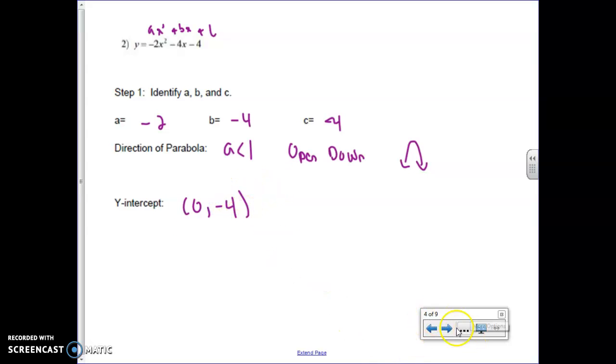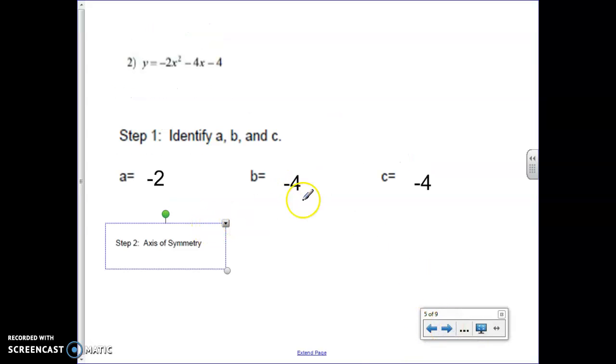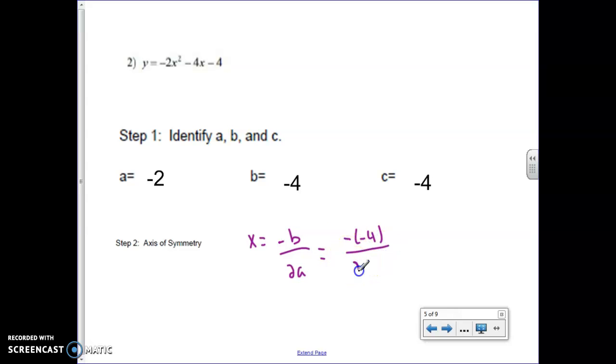Okay, so just to repeat how to go through finding the axis of symmetry, we identify what a, b, and c are, and we know that x equals negative b over 2a. So in this case, it's going to be the negative of negative 4 over 2 times negative 2, b and a. All right, so the negative of negative 4 is positive 4 over negative 4, which makes it negative 1. So x will equal negative 1 as your axis of symmetry.